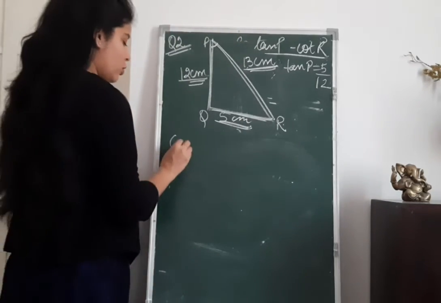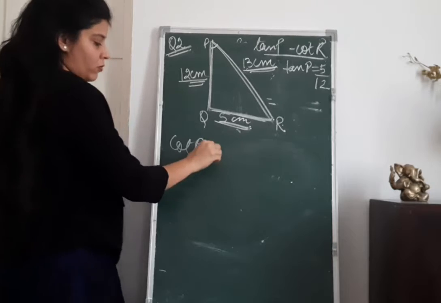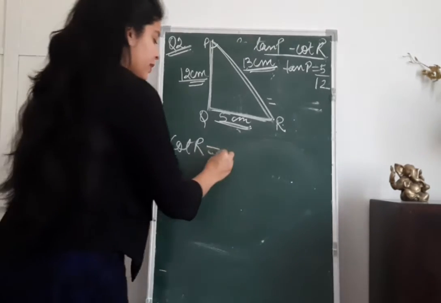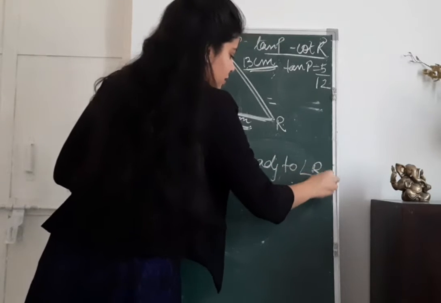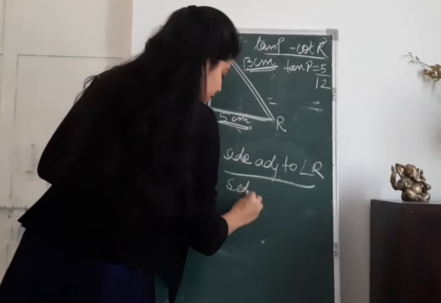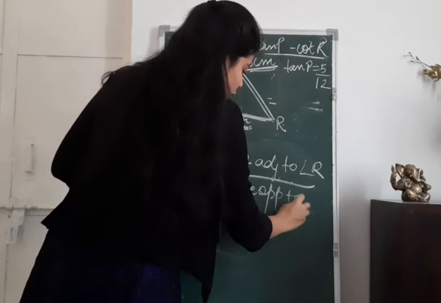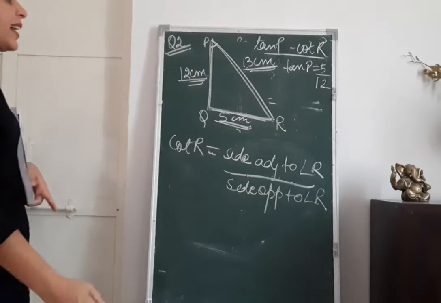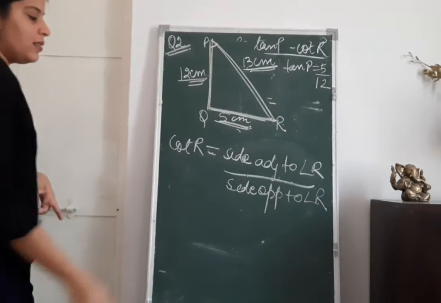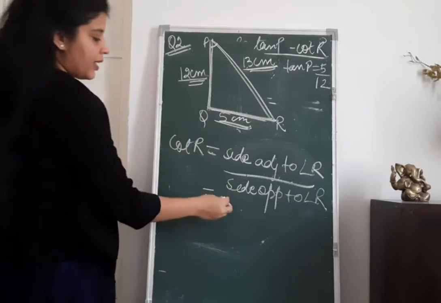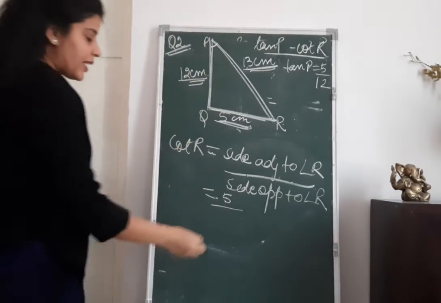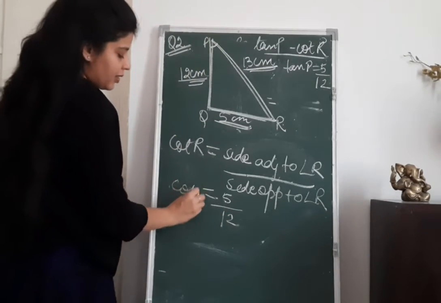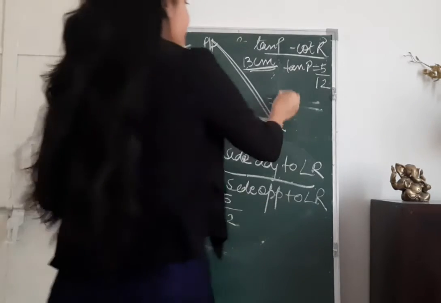What is cot R equal to? Cot R is equal to what? Side adjacent to angle R upon side opposite to angle R. Which is side adjacent to angle R? 5 centimeter. That is QR is side adjacent to angle R. That gives me 5. Which is side opposite to angle R? PQ. That gives me 12. So cot R is also equal to what? 5 by 12.